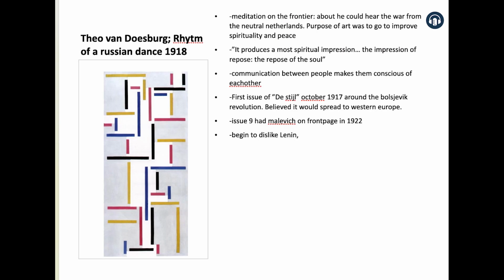And here we'll look at Theo van Doesburg's Rhythm of a Russian Dancer from 1918, Meditation on the Frontier, where he could hear the war from the neutral Netherlands. The purpose of art was to improve spirituality and peace. It produces a most spiritual impression, the impression of repose, the repose of the soul. Communication makes people conscious of each other. First issue of De Stijl, October 1917, around the Bolshevik Revolution, he believed it would spread to Western Europe. Issue 9 had Malevich and Fontes in 1922, and he began to dislike Lenin.